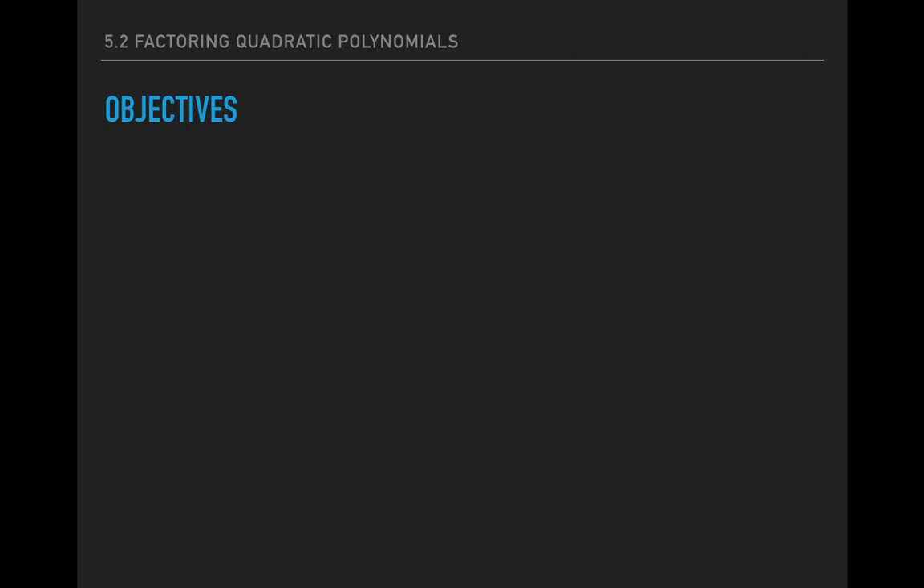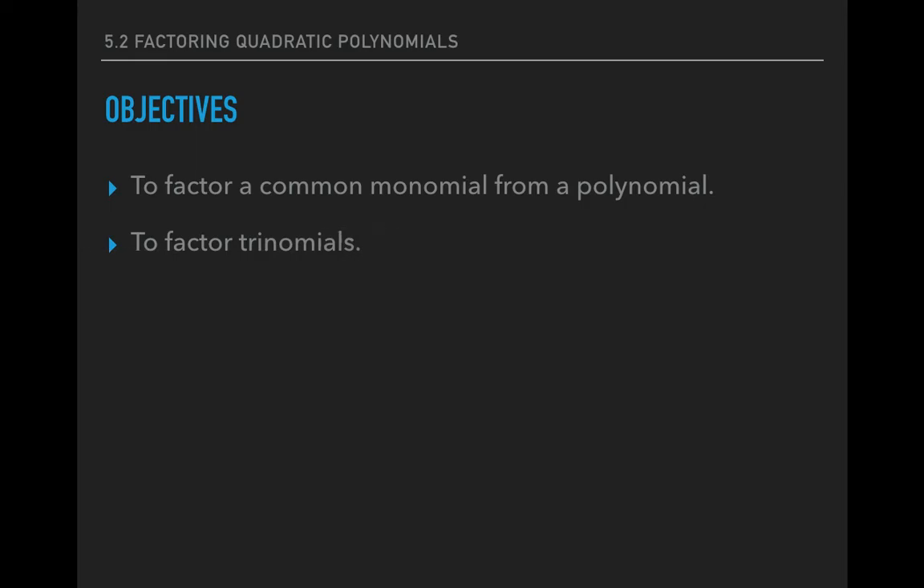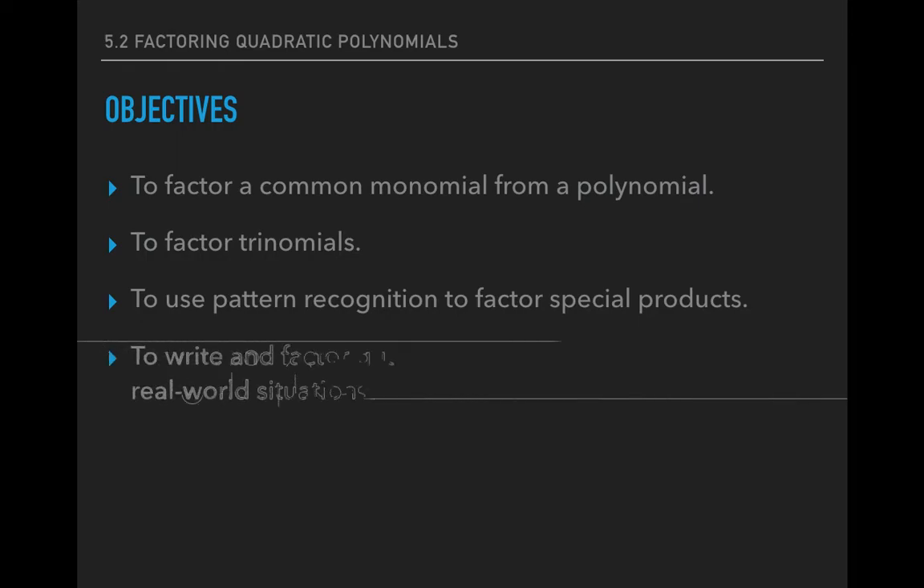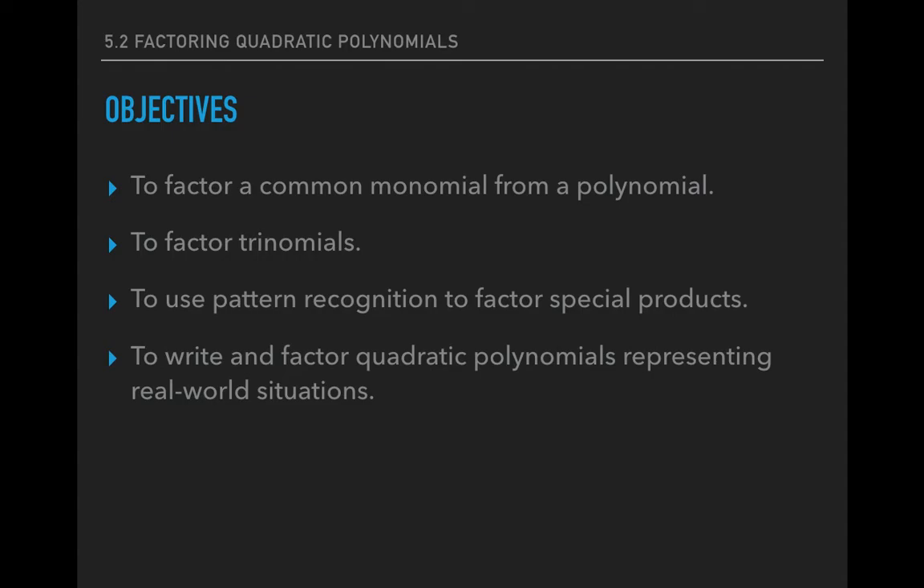The objectives that you as a student want to be able to carry out are to factor a common monomial from a given polynomial, to factor trinomials, to use pattern recognition to factor special products, and to write and factor quadratic polynomials that represent real-world situations. So by the end of this lesson, before you take any mastery checks, you want to be able to do all of these objectives. So let's get started.